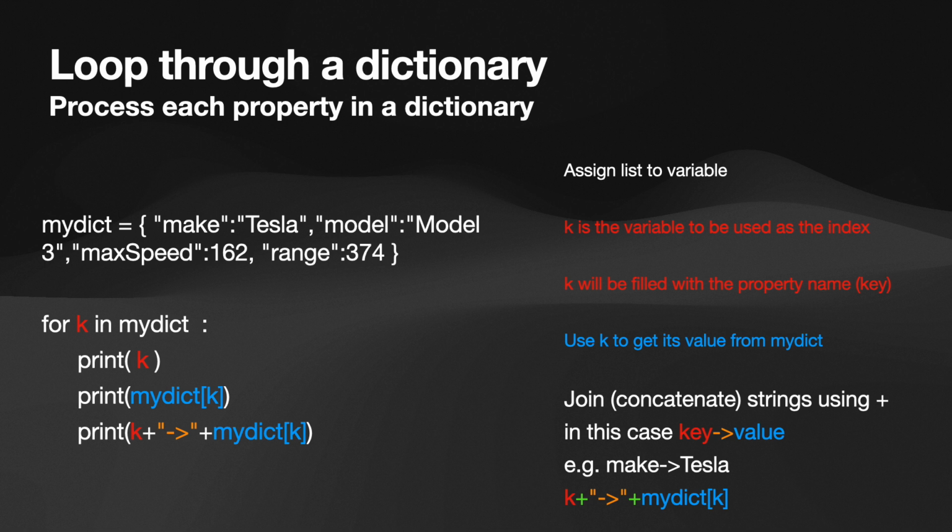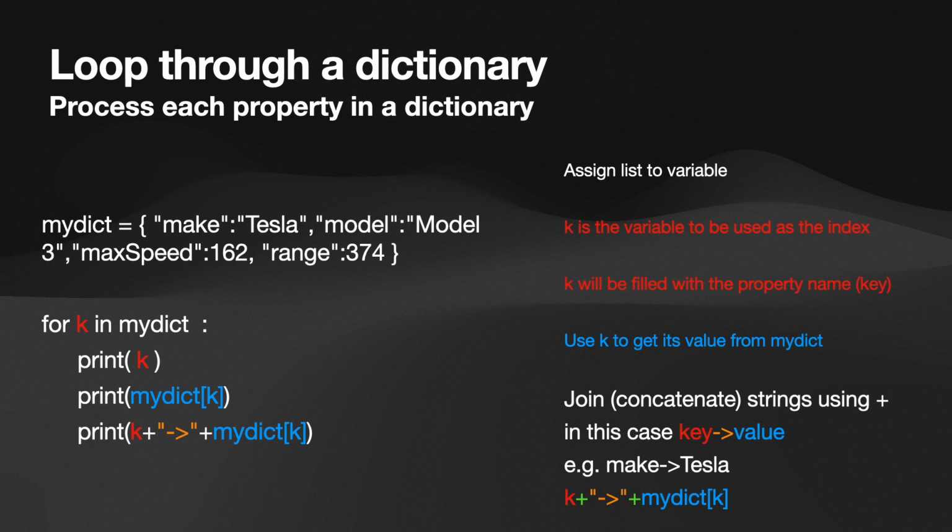So in the below example, for K in my dict, don't forget the colon, we go down, we indent. The first line, print K, will print make, then it'll go round. Next time round, that print K will print out model in the output. Next time round, it'll print max speed. The next one says print my dict K, so it's going to look at that dictionary, and in the square brackets I've put the key. So first time round, K is make, so it's going to look in my dict for the make, which is Tesla.